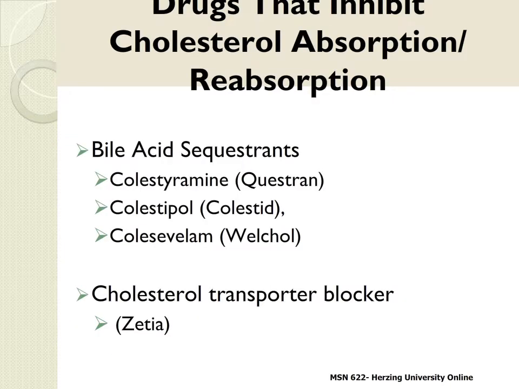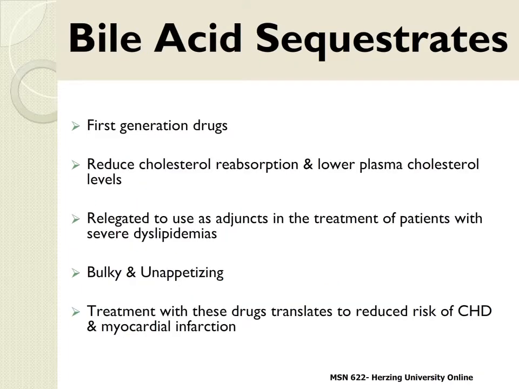Those drugs that inhibit the absorption of cholesterol are the bile acid sequestrants. The most common one is cholestyramine, and the bile acid sequestrants are often referred to as positively charged resins that bind to the negatively charged bile salts. When they bind to the negatively charged bile salts, it increases the fecal elimination of bile acids because you're preventing its reabsorption. Subsequently, the bile acid pool becomes depleted.